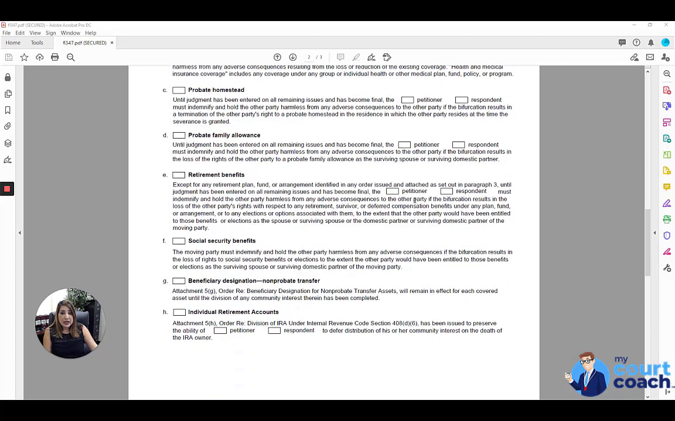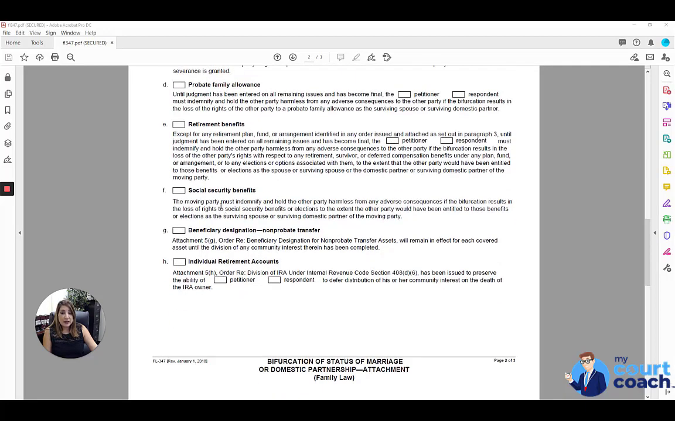And same with C, the court will have made an order that one of the parties must indemnify and hold the other party harmless from adverse consequences to the other party if the bifurcation results in the loss of the other party's right with respect to retirement benefits. So again, mark the box that correctly identifies the party that has to hold the other harmless. And same with F. This one, actually, you don't even need to mark the box. It states moving party must indemnify and hold the other party harmless.